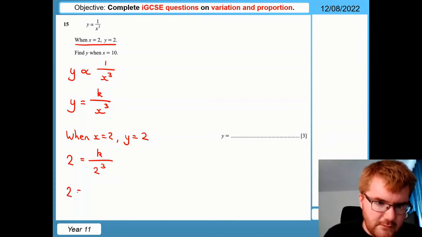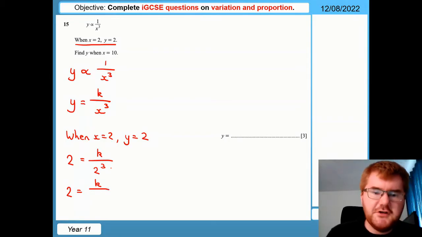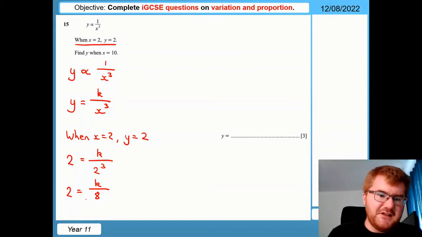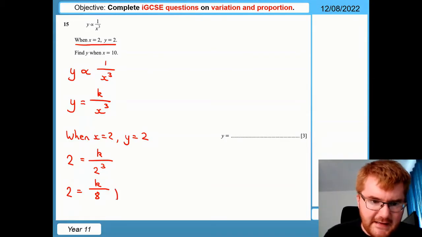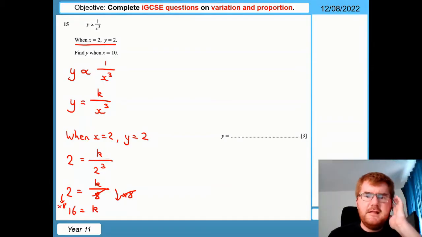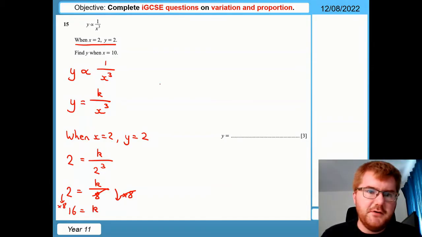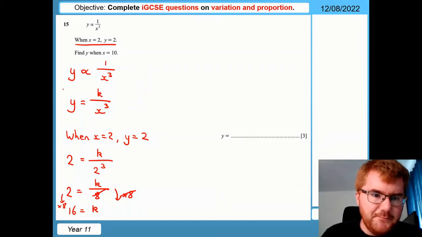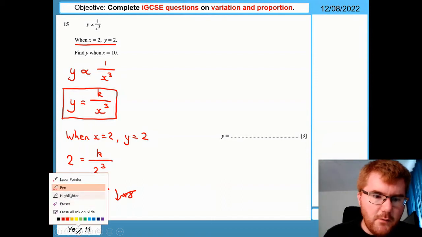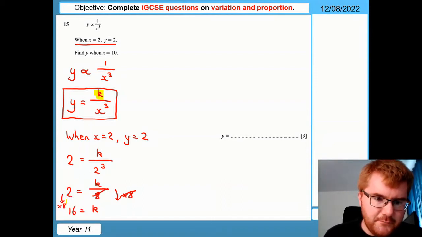And it's a little bit of equation solving here. So we get 2 equals k over, well, 2 cubed, 2 times 2 times 2, that's equal to 8, and now we want to get the k on its own. So the opposite of dividing by 8 is timesing by 8 on both sides. That then gives us 16 is equal to k. Notice that is not our final answer, because first of all we need to write down our formula. So this is our general formula, and now we know k is 16. We're going to replace this k now with 16 from what we worked out.